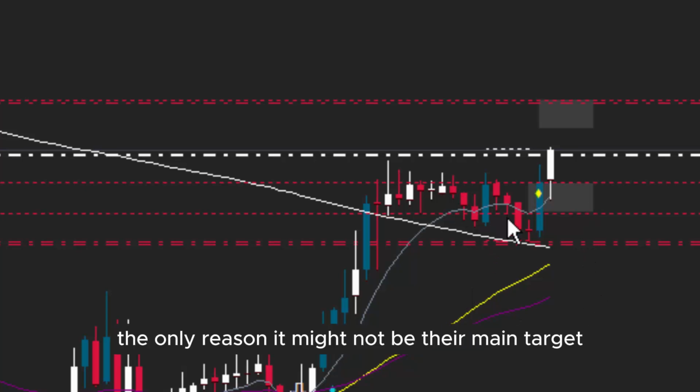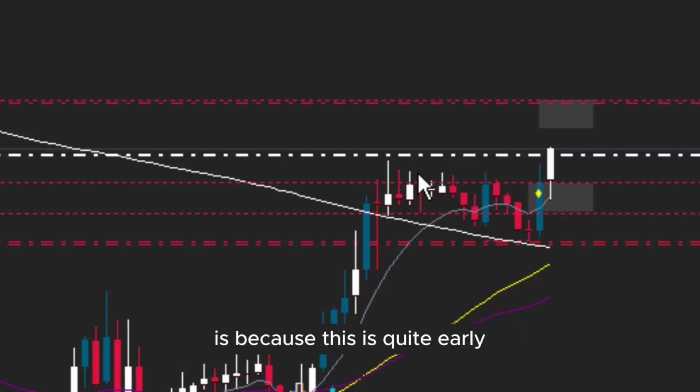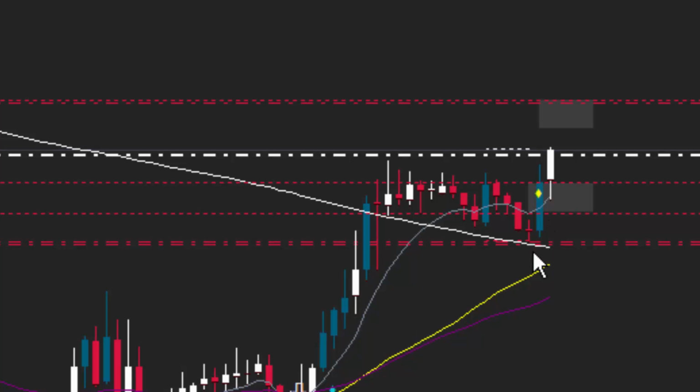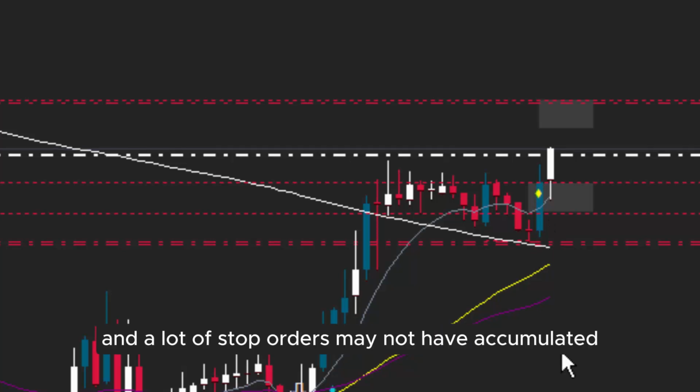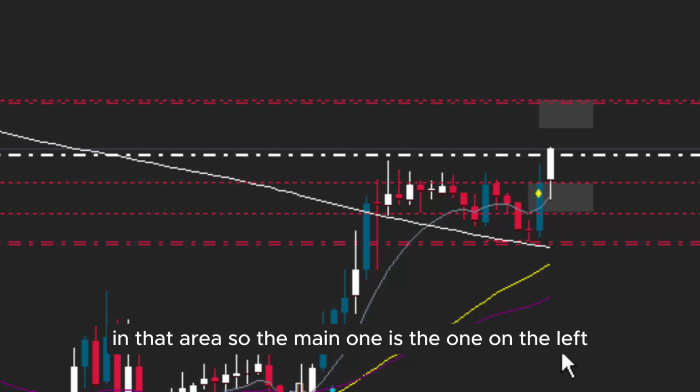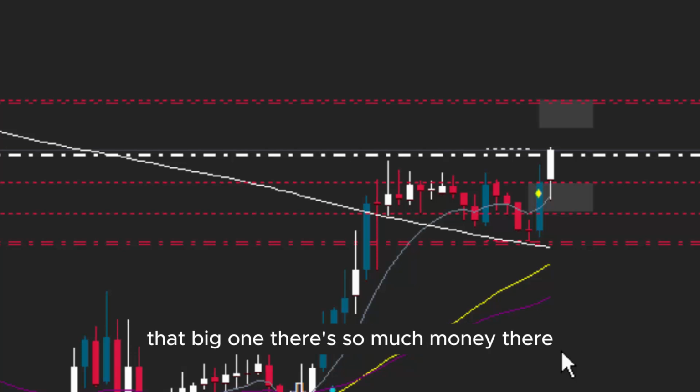The only reason it might not be their main target is because this is quite early and a lot of stop orders may not have accumulated in that area. So the main one is the one on the left, that big one. There's so much money there. It's incredible.